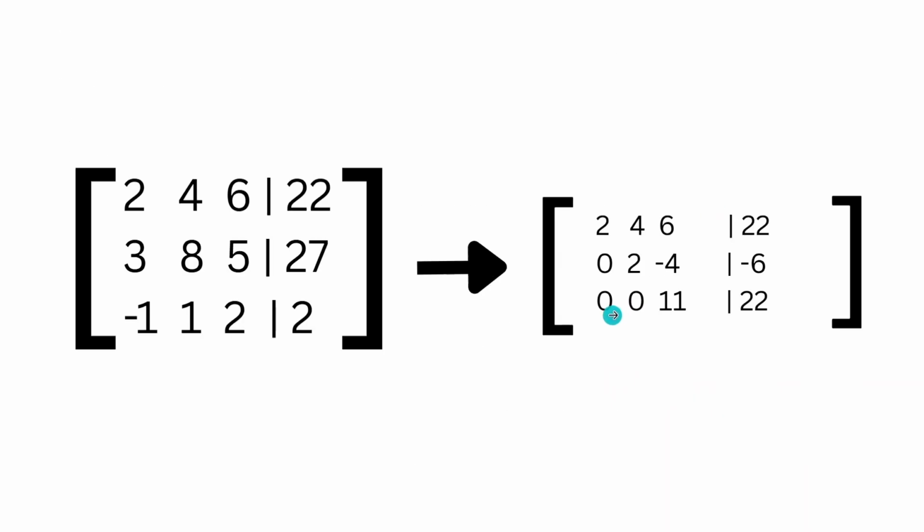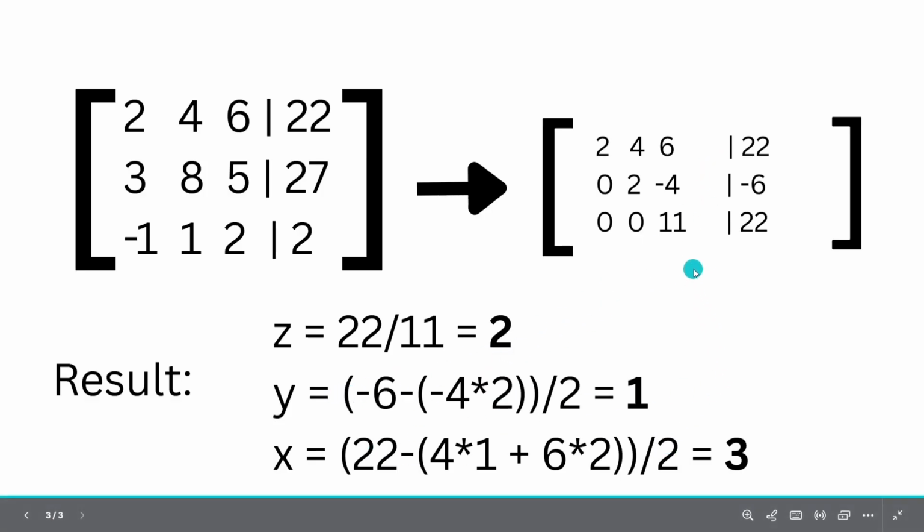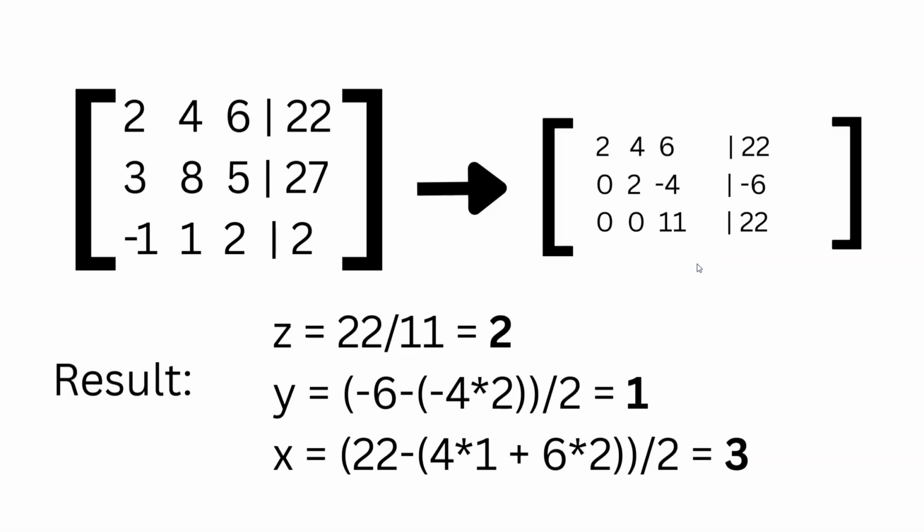This is our goal. We have to convert this matrix in such a way that the lower triangle becomes 0. From that we can find the individual values of the variables. So 11z is equal to 22, so z is equal to 2, and from that we can propagate upwards and find y and x like that. So let's try to do that in C++.